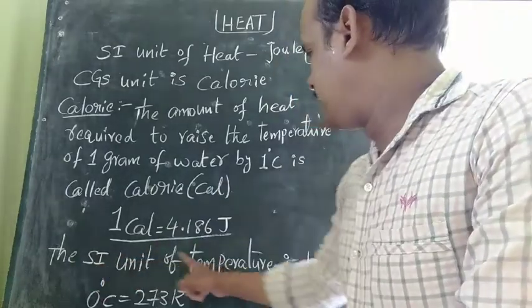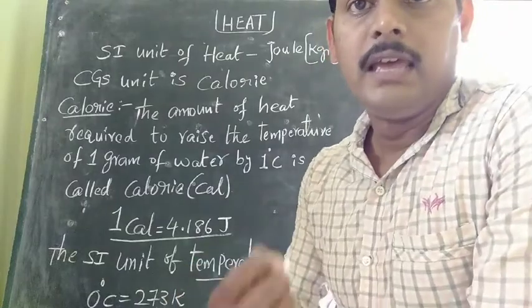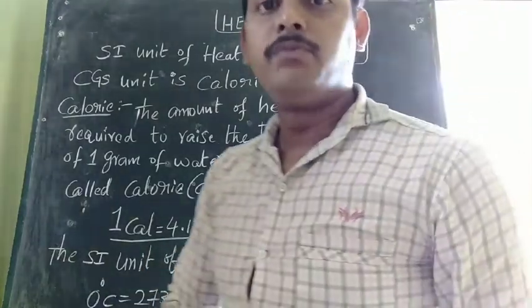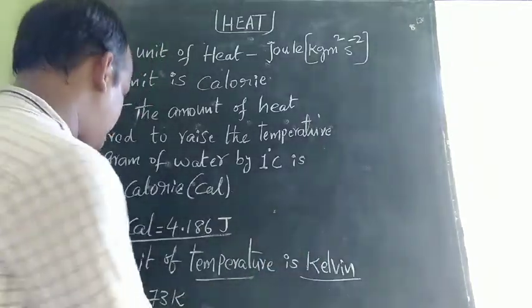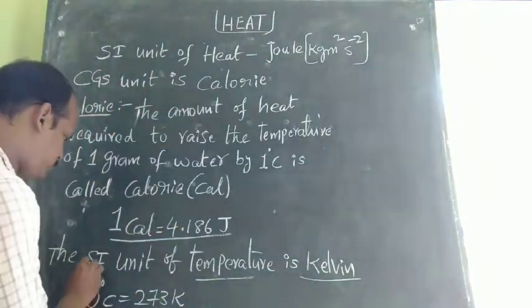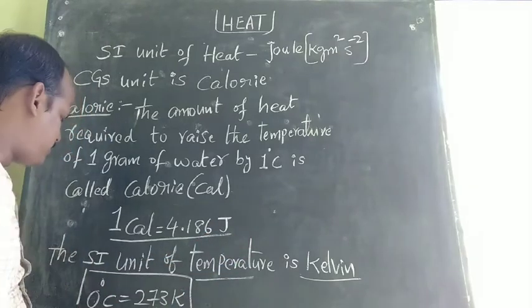Next, finally, the SI unit of temperature is taken as Kelvin. It can also be expressed in terms of degree Celsius. So the SI unit of temperature is Kelvin. So what is degree Celsius in terms of Kelvin?